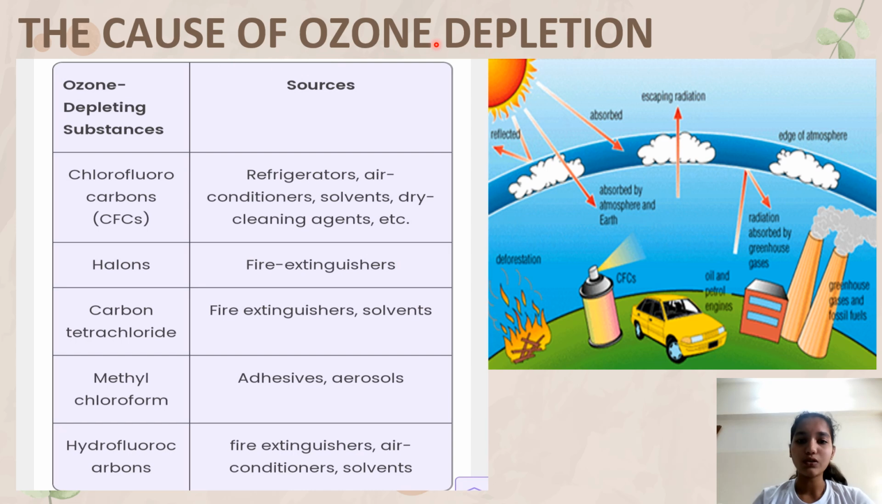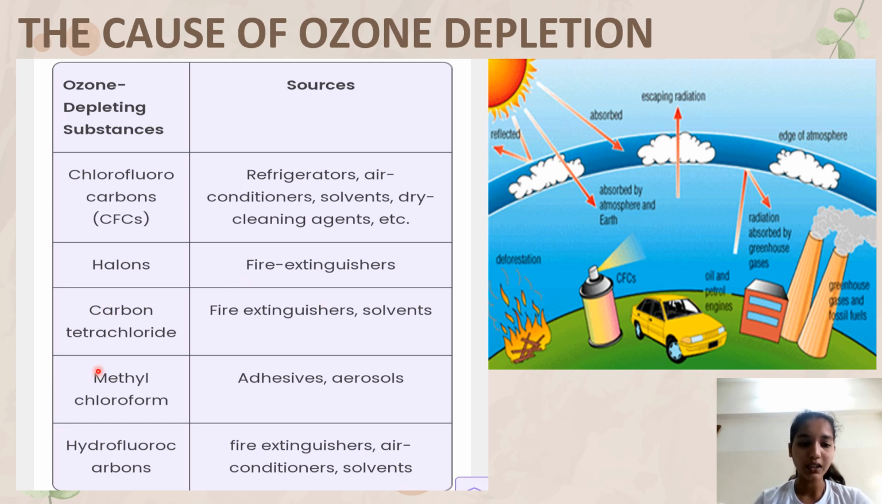The cause of ozone depletion. Ozone depleting substance: Chlorofluorocarbons. Sources: refrigerators, air conditioners, solvents, dry cleaning agents. Ozone depleting substance: Halogens. Sources: fire extinguishers. Ozone depleting substance: Carbon tetrachloride. Sources: fire extinguishers, solvents.